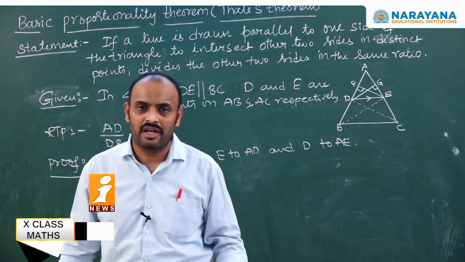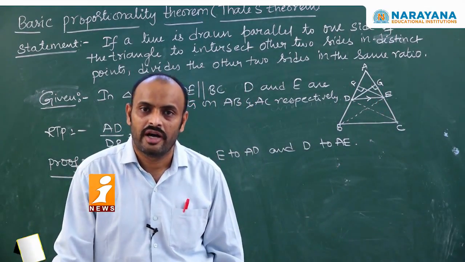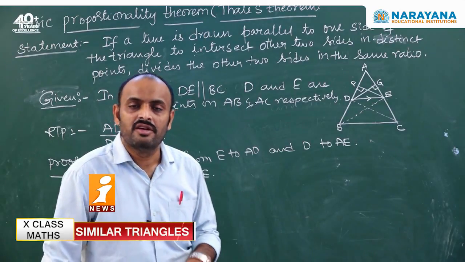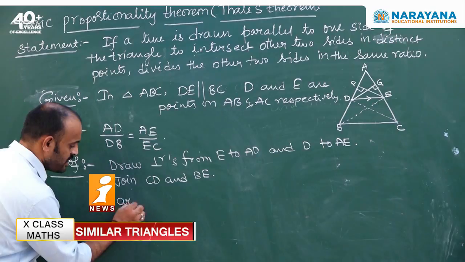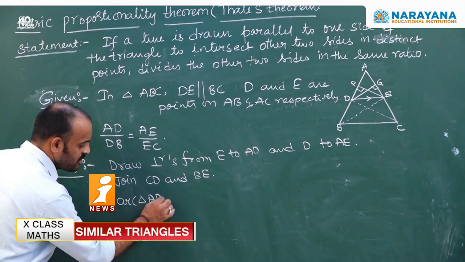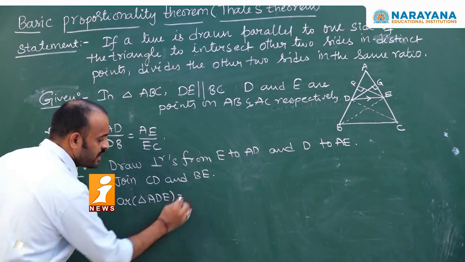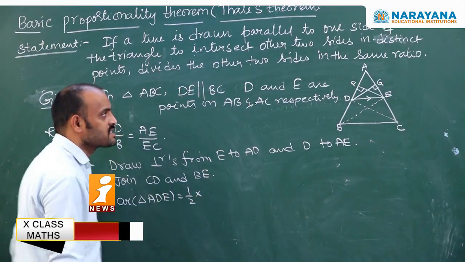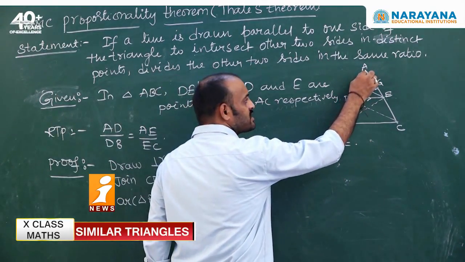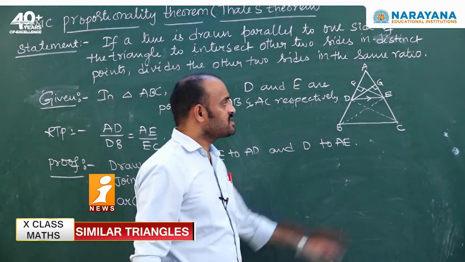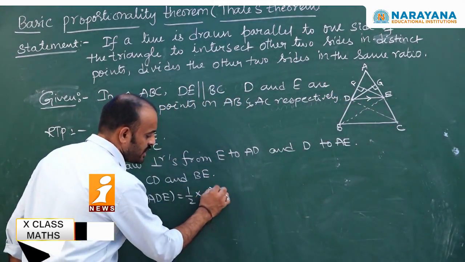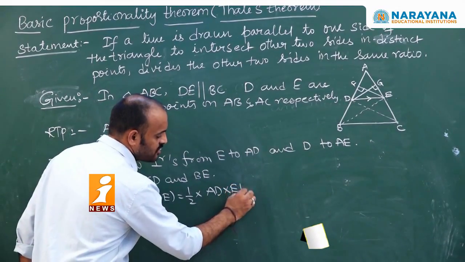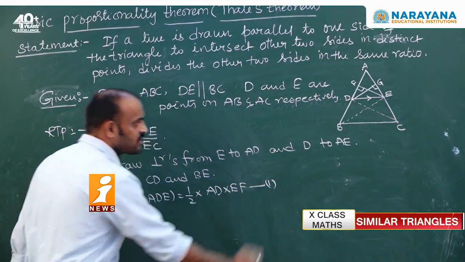What do we mean by area of a triangle? Half into base into height. If base and height are given, we can find the area of the triangle. I am going to find the area of triangle ADE here. Area of triangle ADE, half into base. I am going to consider AD as the base. If AD is the base, EF will be the height. Half into AD into EF. This is the first thing.